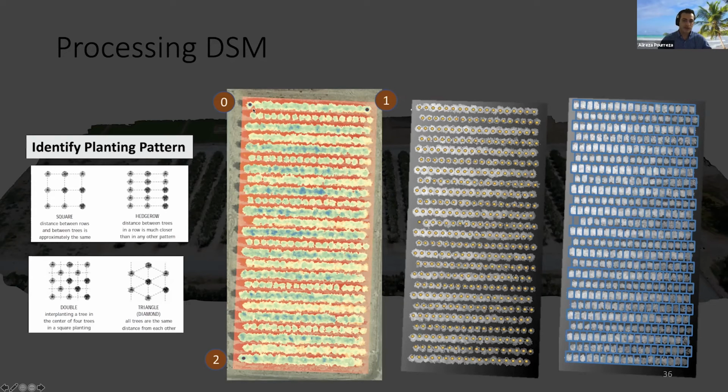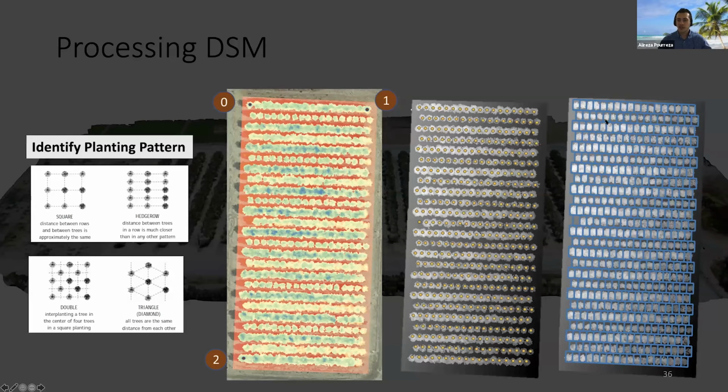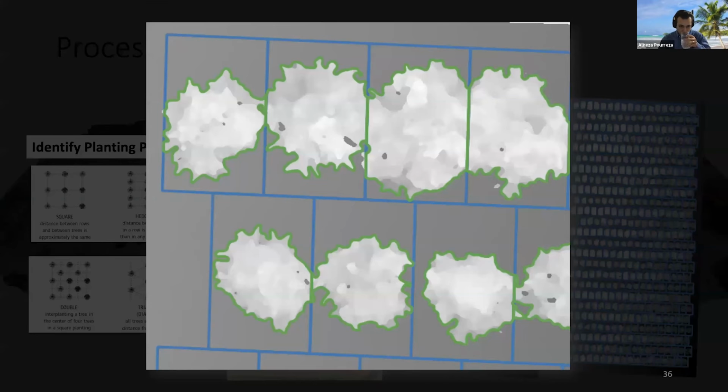So in this case, we select the locations of the top left, top right, and bottom left trees, and the algorithm automatically finds all points. And if we know the tree spacing and row spacing, we can create a polygon for each tree, and that polygon indicates the allocated area for each tree. Within each polygon, we can do another segmentation and segment the tree canopy from the background. In this case, the background is the ground.